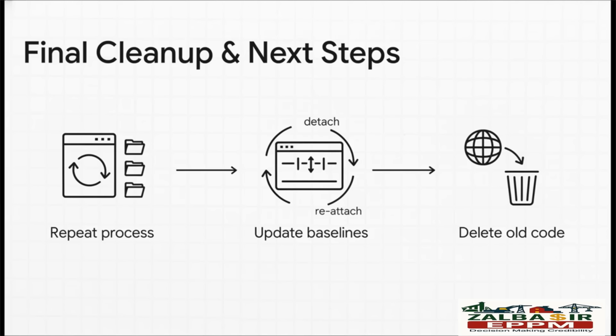Now for the last little bit of housekeeping. You'll have to repeat this export-import dance for any other projects that were using that old code. And a big warning here, be very careful with your baselines. You have to detach them, run the update on them separately, and then reattach them. Once you are 100% sure every project and every baseline is converted, then, and only then, can you go ahead and delete that old global activity code for good.